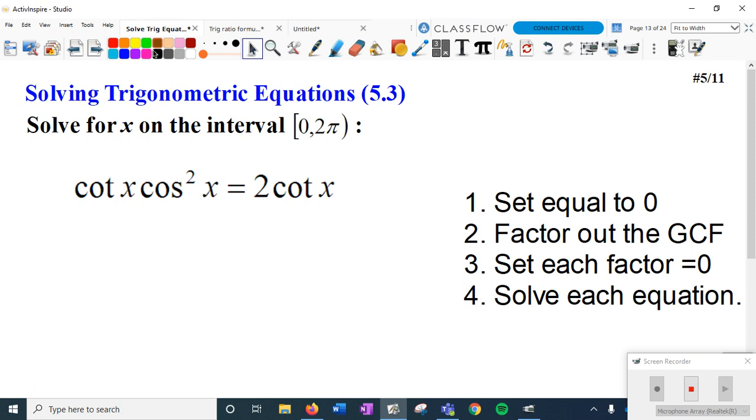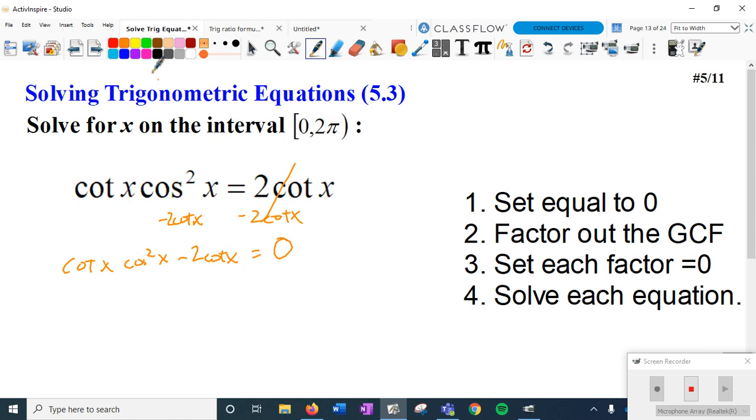Okay? So first thing that needs to happen, we got to get it equal to 0. Getting it equal to 0 means moving that 2 cotangent over to the other side. So we're going to subtract the 2 cotangent from both sides. So I have cotangent of x, cosine squared of x minus 2 cotangent x equals 0. Okay. Next, factor out the greatest common factor.